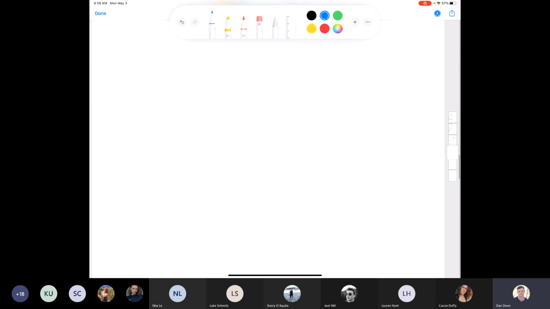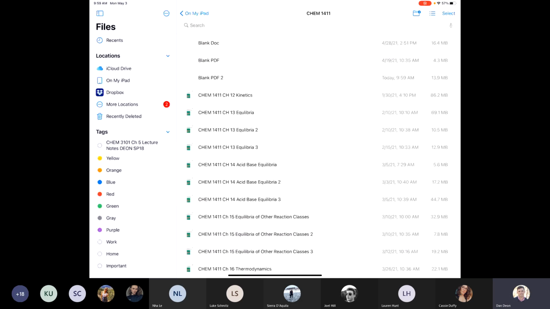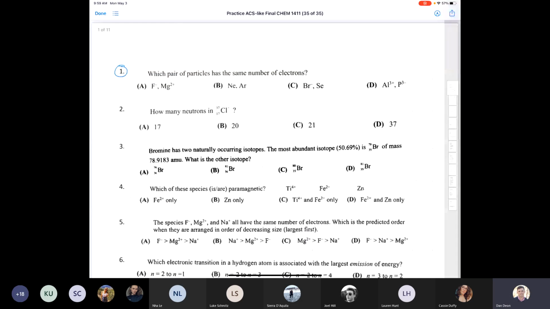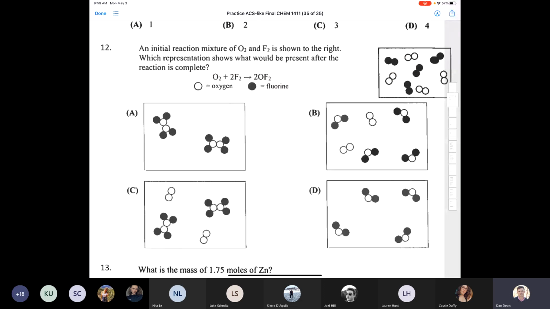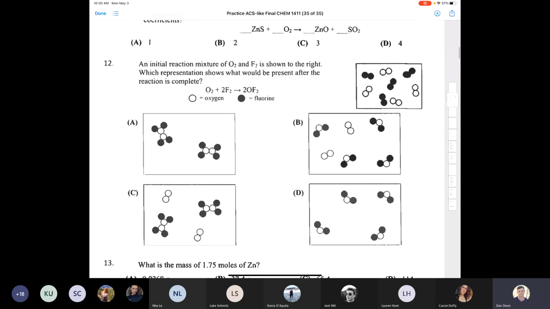What's question number 12 about? All kinds of stuff. It says you have an initial reaction mixture that has oxygen and fluorine. Let's go back to the actual exam itself because we need to look at the pictures here. So this is question number 12. It says you've got an initial reaction between oxygen and fluorine shown over here. So this is the reaction. Okay, looks good. I got my oxygen O2 molecules, which are the little 2 white spheres together and the 2 black spheres together. Those are my fluorine molecules. Good, good. Which representation shows what would be present after the reaction is complete?